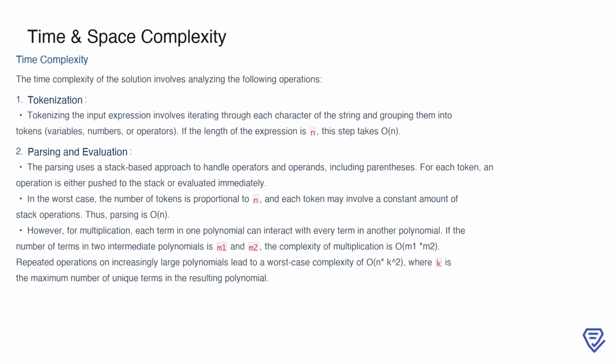When analyzing the time complexity of our solution, the first step is to consider the process of tokenization. Tokenization involves scanning through the input string character by character to break it down into tokens, such as variables, numbers, or operators. This operation is linear with respect to the length of the expression, so it takes n time.